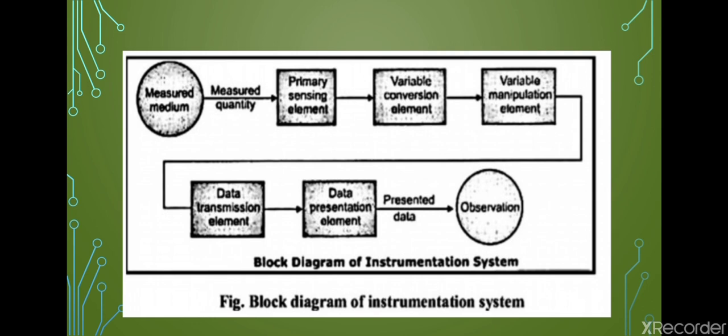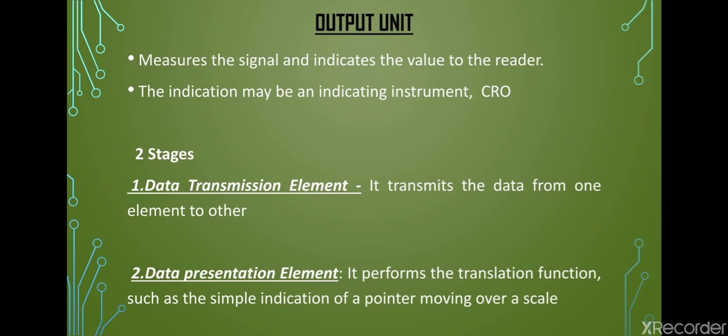First one is data transmission element and second is data presentation element. Data transmission element transmits the data from one element to the other. Data presentation element performs the translation function, such as symbol indication of pointer moving over a scale or recording of a pen moving over a chart. The presented data may be given to the recorder or pointer.